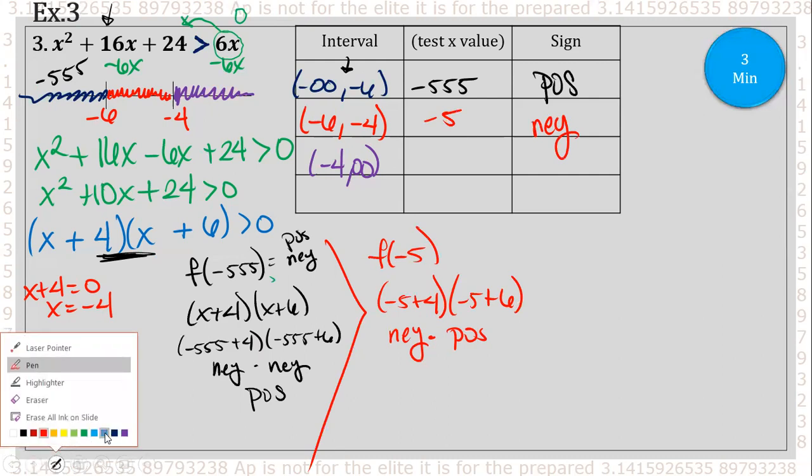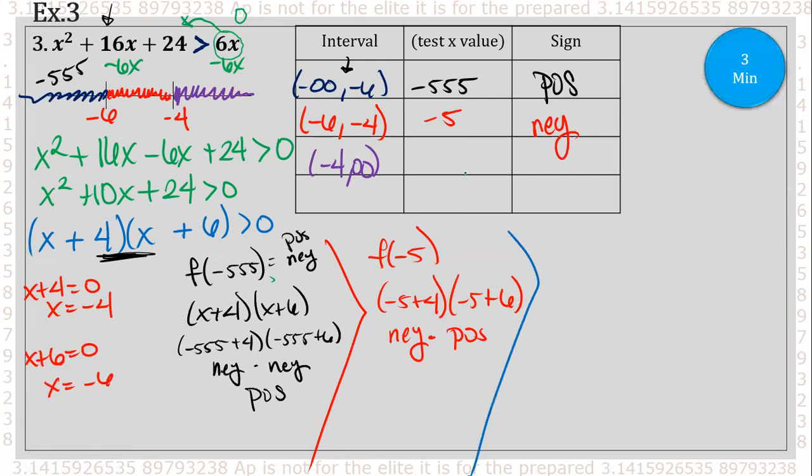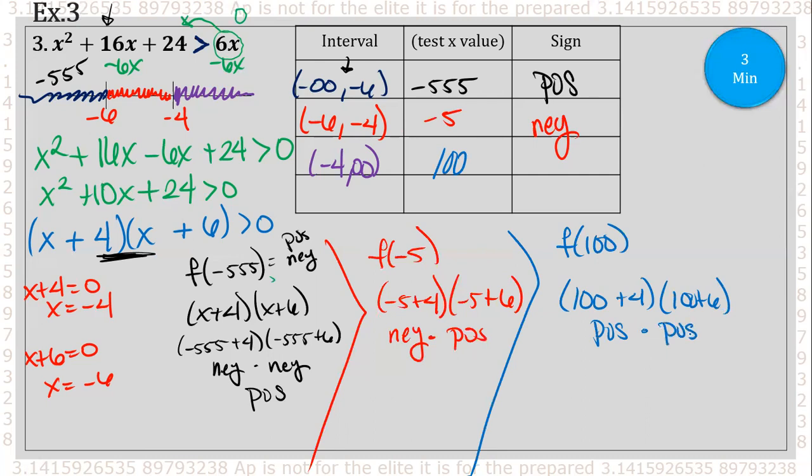Okay. Last but not least, a number that exists between -4 and positive infinity. Let's go with, I don't know, 100. So I'm going to go ahead and test 100, and substitute it into my function, the factored form, 100 plus 4, and then 100 plus 6. And we can probably see that this is a positive number, right? 104, and this right here will be a positive number.